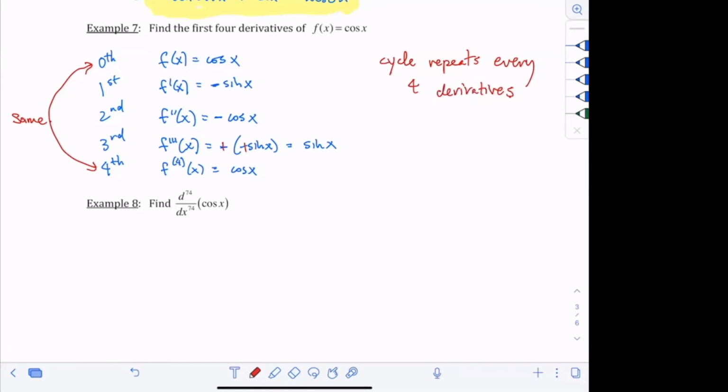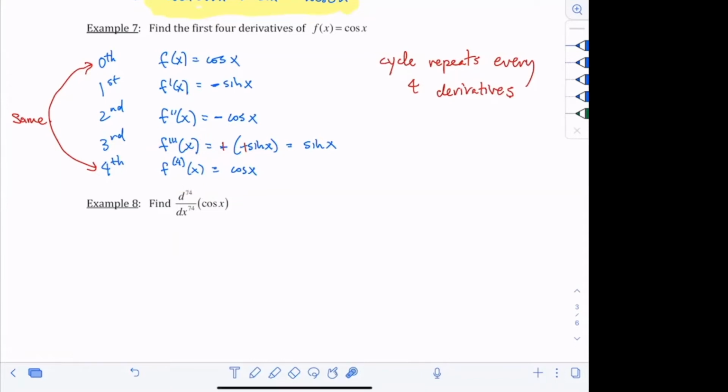So if I say, what's the 4th derivative? You say cosine. If I said, what's the 8th derivative? What would you say, Reagan? 8th derivative, what would you say? You would say cosine because it repeats every 4. Does that make sense? So 4 plus 4 is 8.